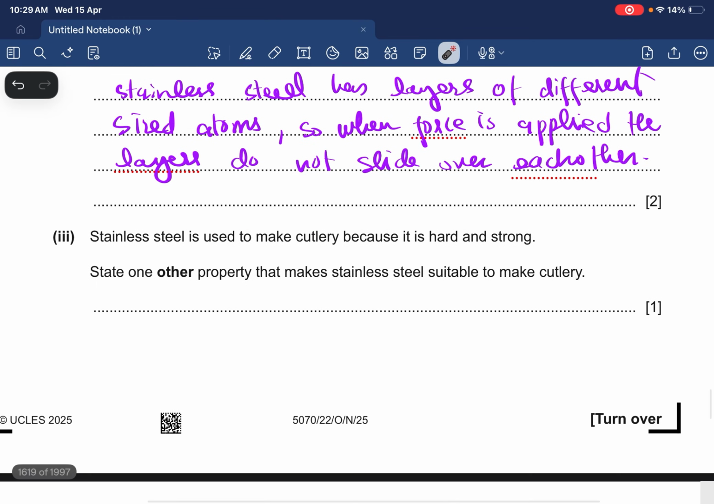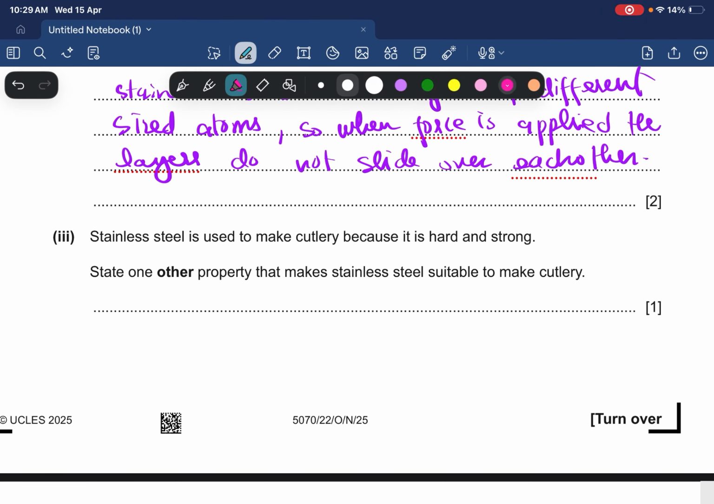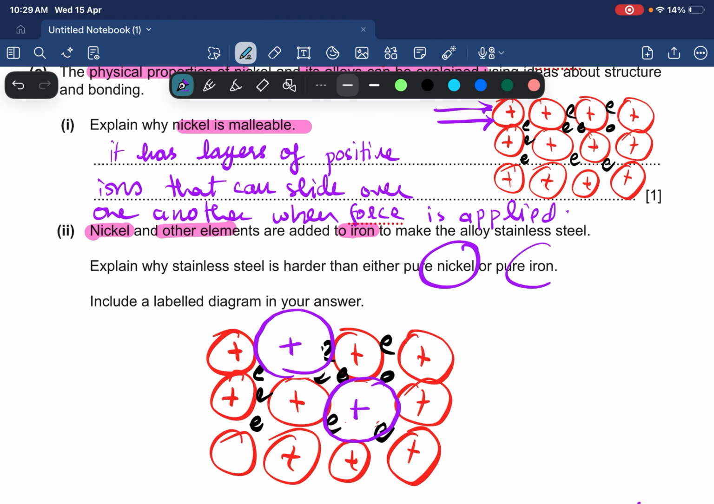Got it? Stainless steel is used to make cutlery because it is hard and strong. State one other property that makes stainless steel suitable: resistant to corrosion. You don't want your cutlery to rust because it's made up of iron, right? It has nickel and iron. And what's bad about iron? It rusts, right? It's always gonna rust. Iron rusts. We all know it forms Fe2O3 with oxygen. It forms iron oxide, right? And there's gonna be water, xH2O, as well.